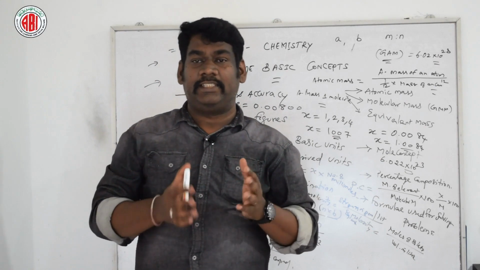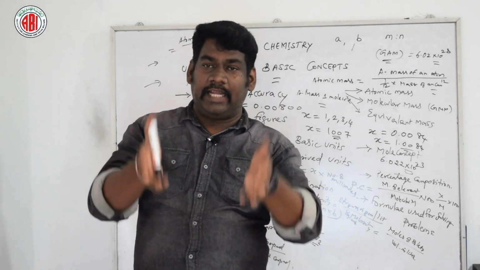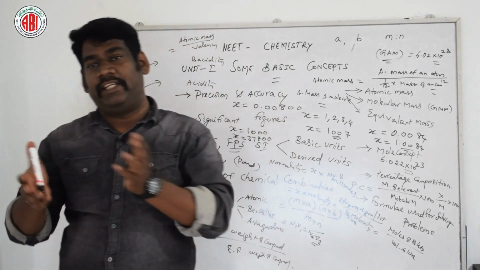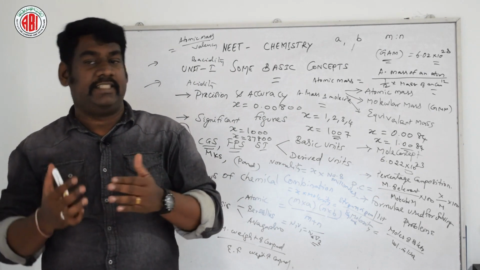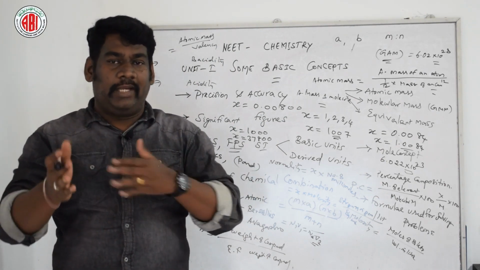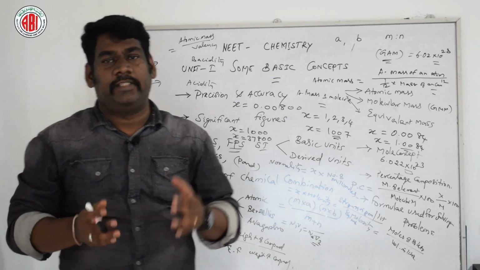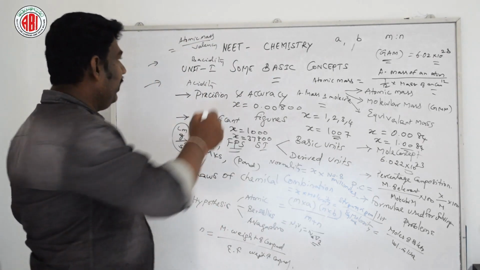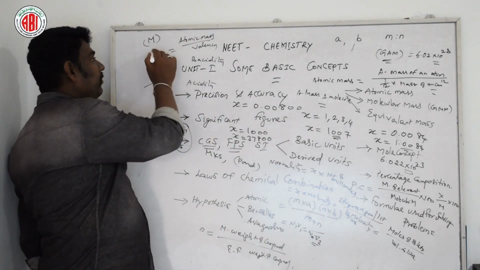Weight by volume percentage is the weight of the solute given in gram by volume of the solution given in ml. So here the difference is there. The difference between molarity and molality is very, very important. Molarity is denoted by capital M, whereas molality is denoted by small m.